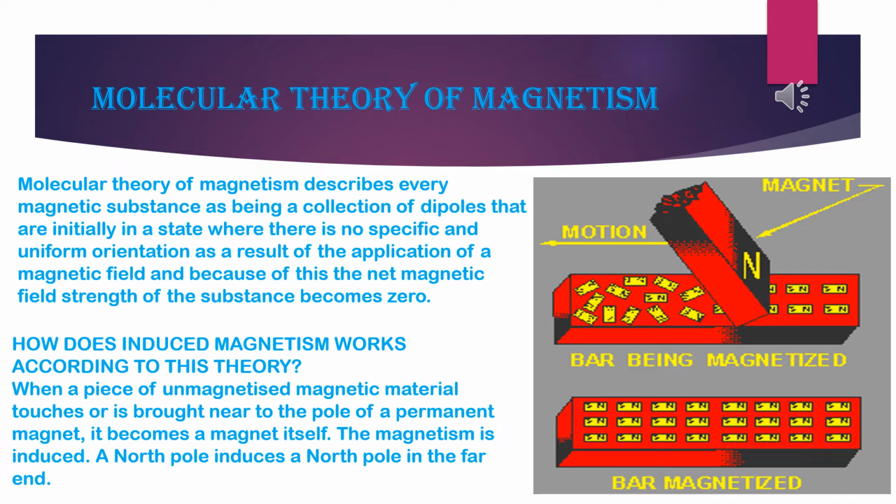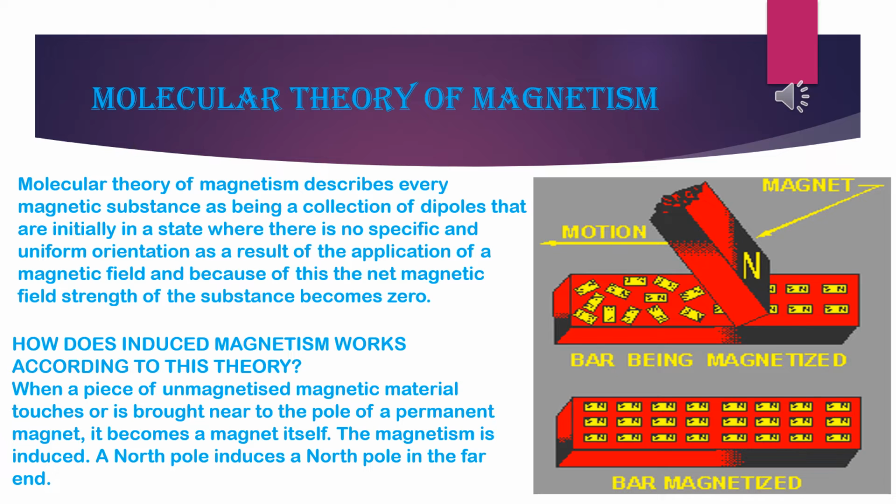Now, how does induced magnetism work according to this theory? When a piece of unmagnetized magnetic material touches or is brought nearer to the pole of a permanent magnet, it becomes a magnet itself. The magnetism is induced. A north pole induces a north pole in the far end. So magnetic induction can be explained on the basis of molecular theory.